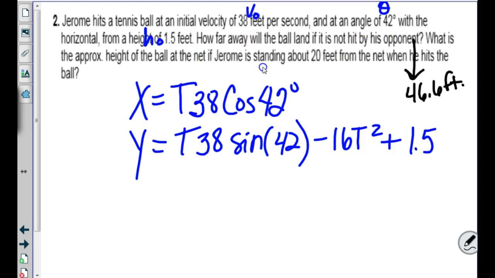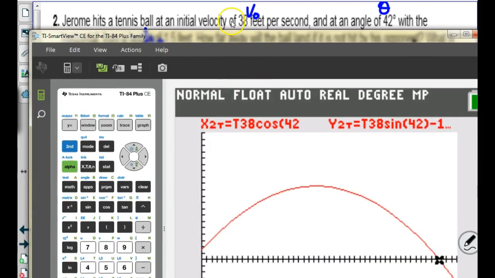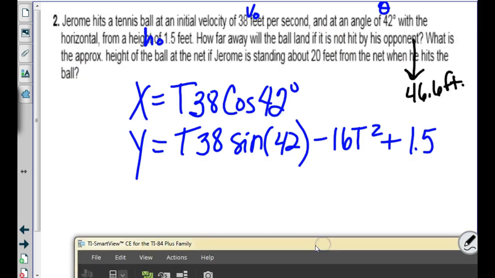at the net, what is the approximate height at the net if Jerome is standing 20 feet from the net? Okay, so if the horizontal distance is 20, can you make x be 20? X equals about 20, somewhere around here. So what's the height as it goes over the net? Yeah, about 11 feet.